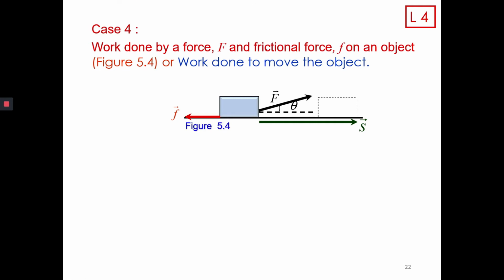Case 4. Work done by a force and frictional force on an object, or work done to move an object, where now your force has an angle. So you have an angle to the force. When you have more than one force, you have to calculate the total work done. Work net is equal to F net times S. How do you calculate your net force?